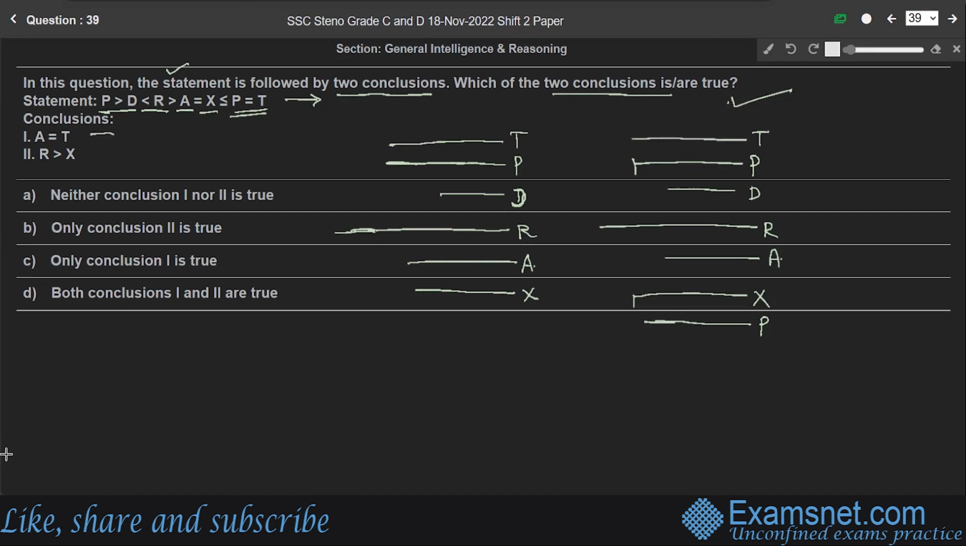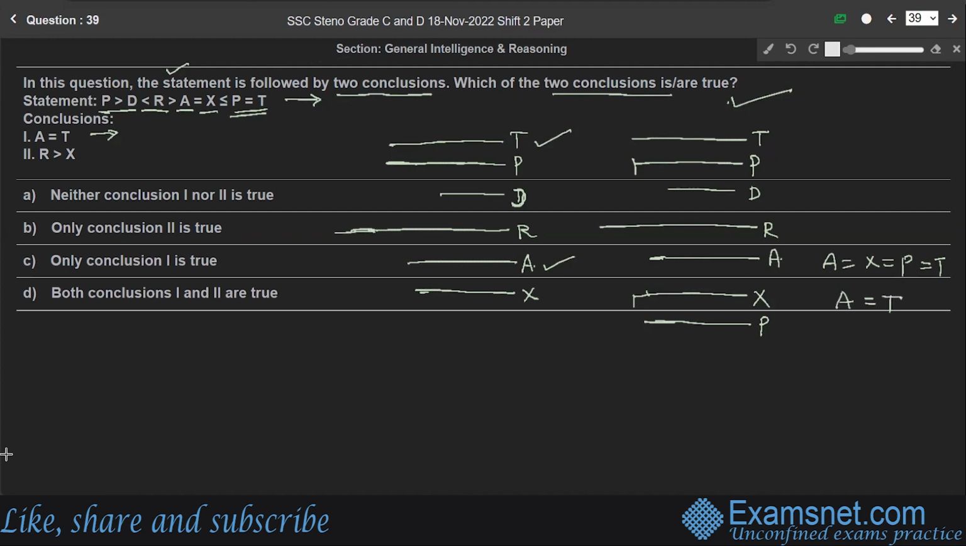Now come to the conclusion part. A is equal to T. Is there any relation between A and T according to the given statement? In the second case, A is equal to X, and X is equal to P, and P is equal to T. So only in the second case, we can conclude A is equal to T.